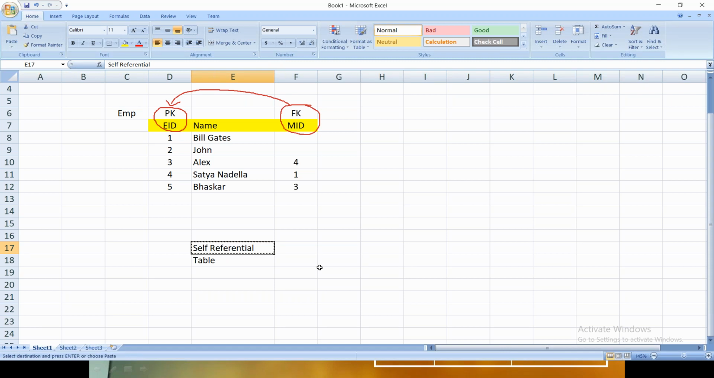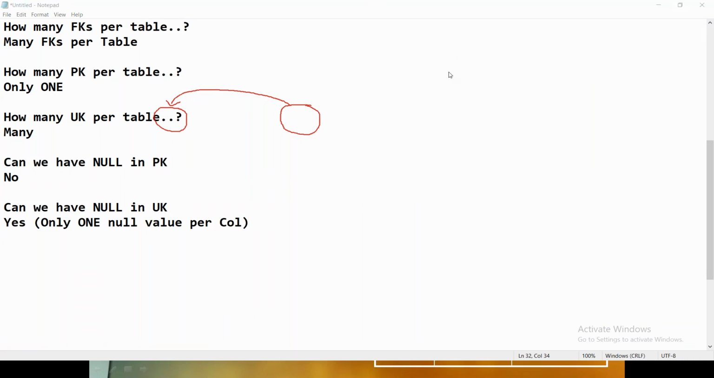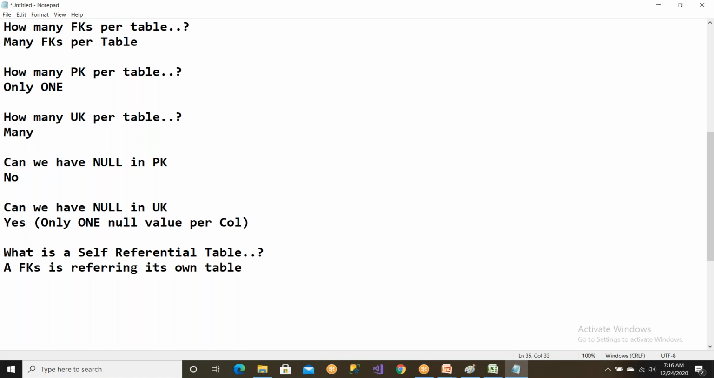Clear? So what is a self-referential table? That is also one more interview question. What is a self-referential table? The answer is: a foreign key referring to its own table's primary key. Then the table is called what?